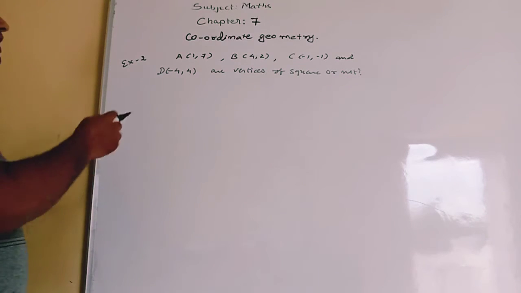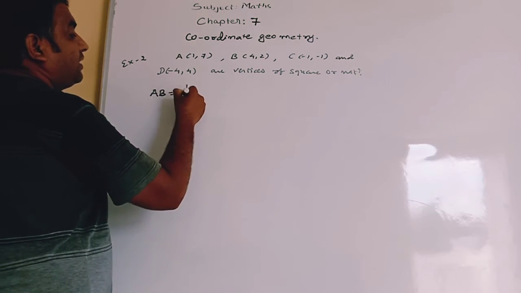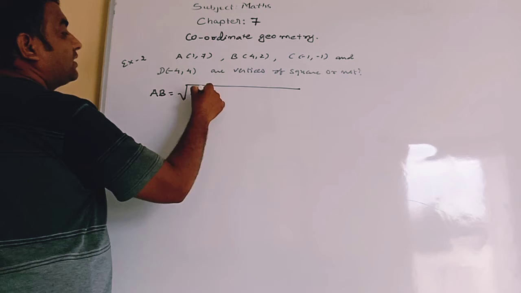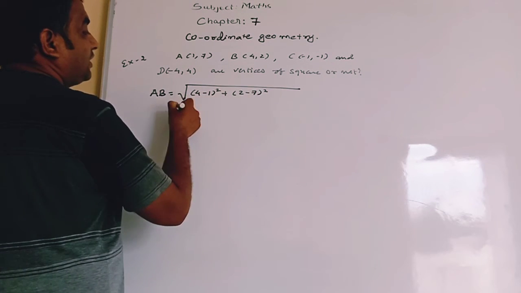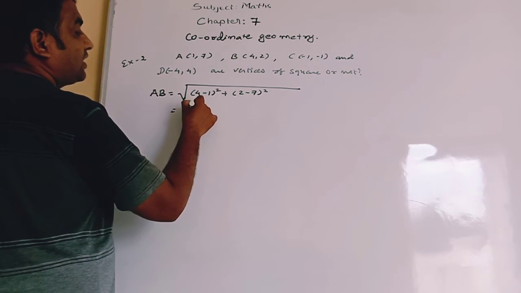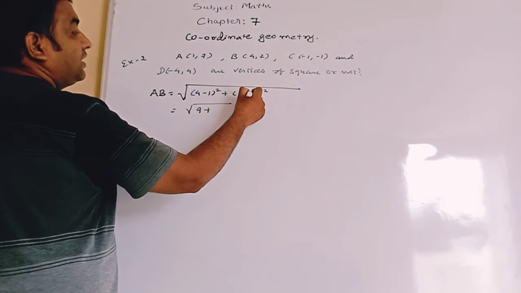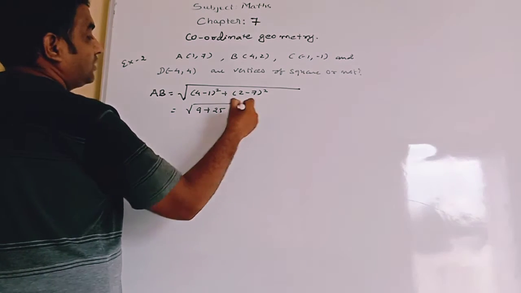So first we find out AB. Now we know the distance formula, so we apply it directly. So it is 4 minus 1 square plus 2 minus 7 square. And so 4 minus 1 square, 3 square, it is 9, plus 2 minus 7 square, that is 5 square, 25. So it is root 34.